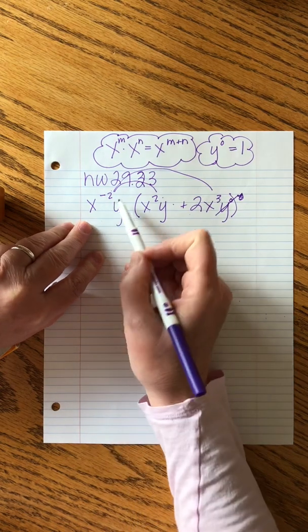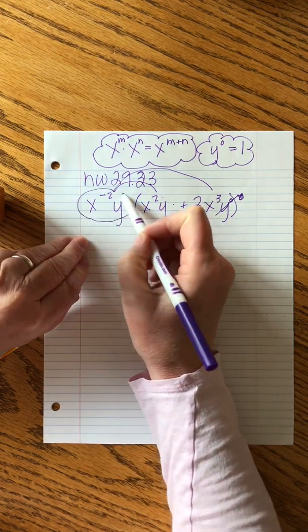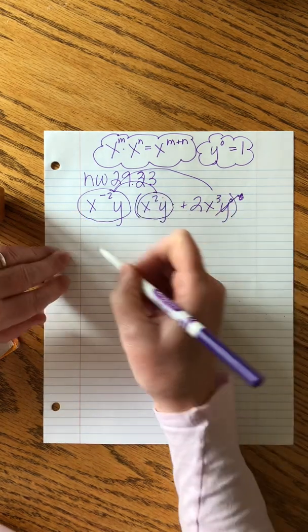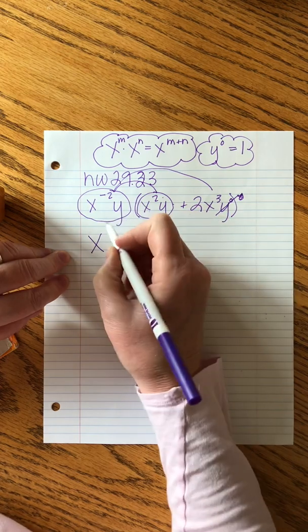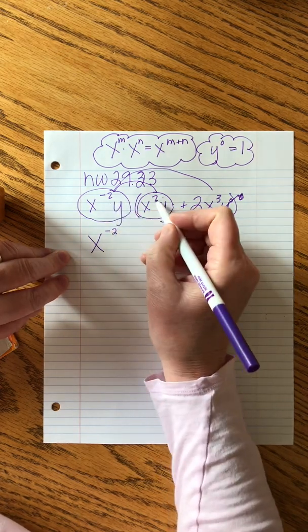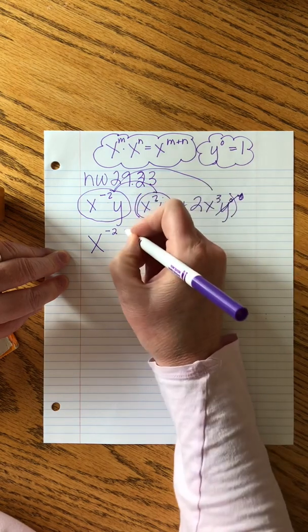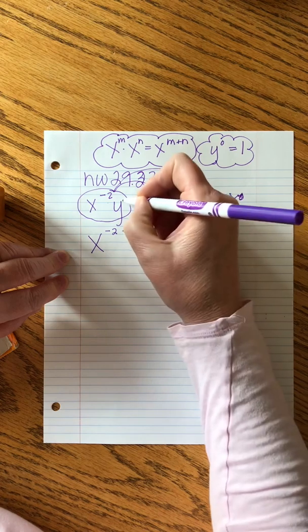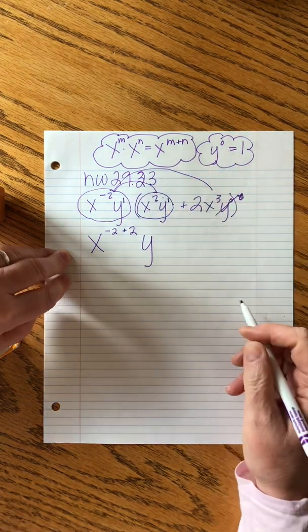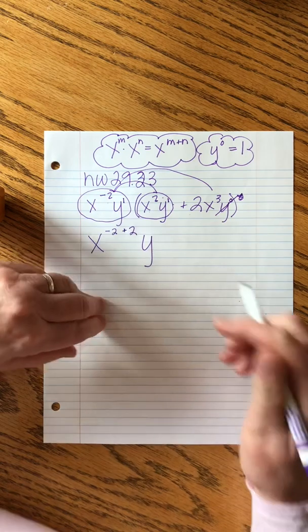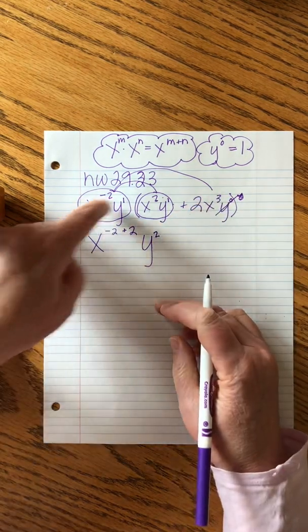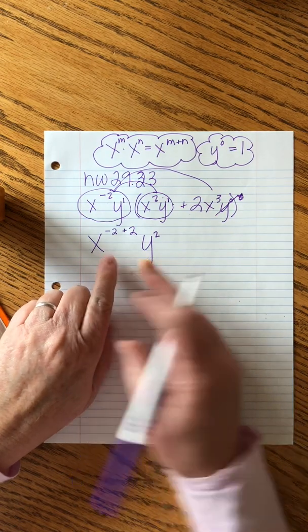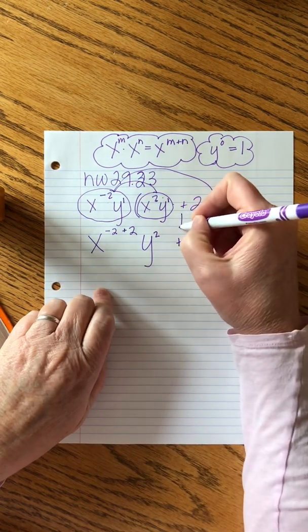So let's start. We're going to multiply this whole clump times this whole clump, and we'll go one letter at a time. So I've got x, and I'm just going to write this out, minus 2 plus 2, right? Because I add the exponents. And then our y, remember, if there isn't an exponent on it, we can add one. 1 plus 1 gives us 2. So when I multiply that term against that term, this is the product that results. Now I'm going to take that plus sign and put it back in.